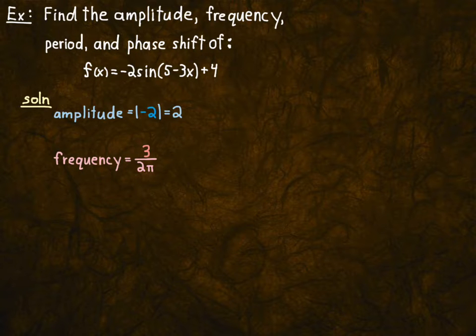So it's omega over 2 pi. So it's 3 over 2 pi is the frequency. Right? And that's what they asked for. Flip that upside down, and that gives you the period, 2 pi over 3.